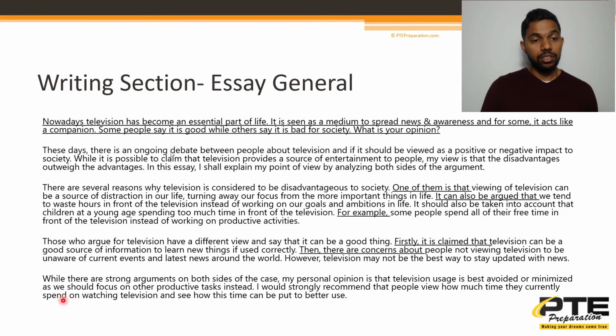So let's see how we did it. So while there are strong arguments on both sides of the case, my personal opinion is that television usage is best avoided or minimized, and we should focus on other productive tasks instead. I would strongly recommend that people view how much time they currently spend watching television and see how this time can be put to better use. So that is a conclusion where I've just reinstated that I think television usage should be avoided, and there's another supporting point that I added to that.